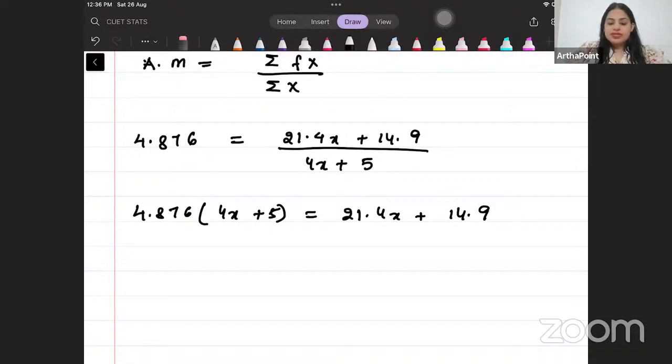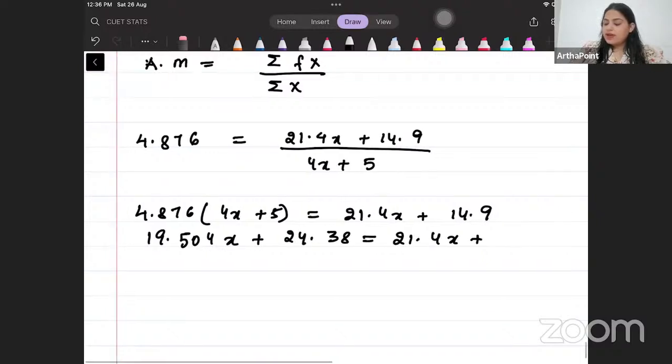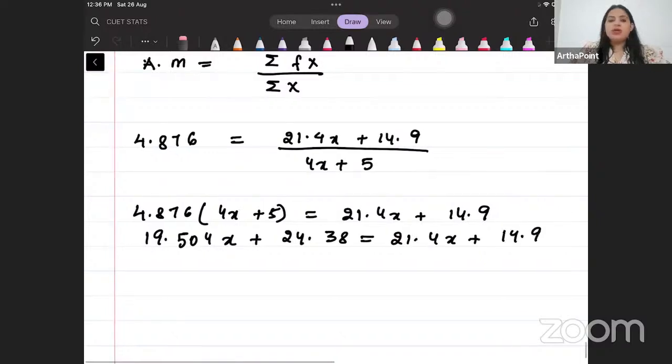I will also multiply this and check. Quickly, because this is decimals, quickly calculate this. 4.876 into 4, 19.504x plus, into 5, 24.38 is equal to 21.4x plus 14.9.